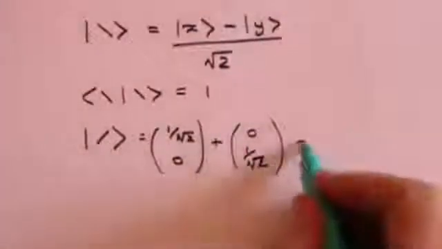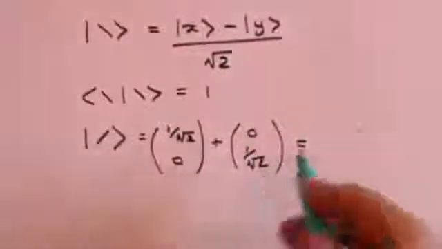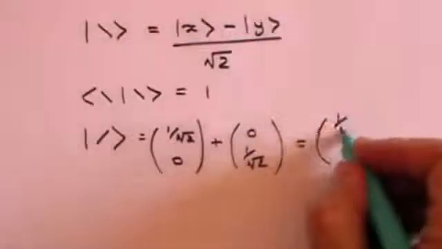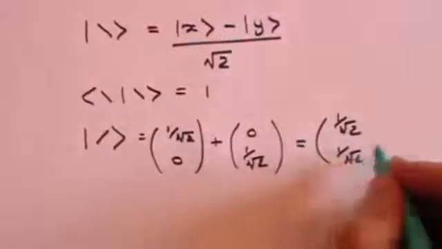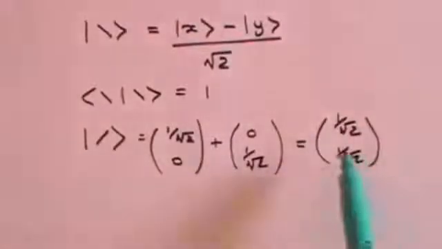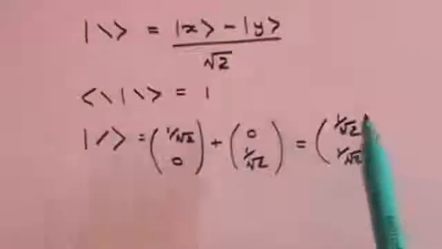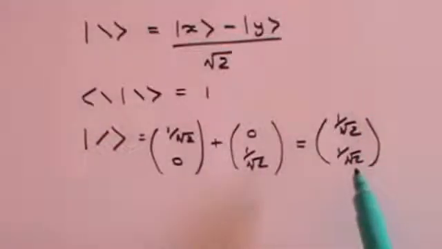And remember, the addition is you just add the two top numbers and you add the two bottom numbers, so that's going to give you 1 over root 2 and 1 over root 2. So the vector representation for a forward slash is 1 over root 2 and 1 over root 2.